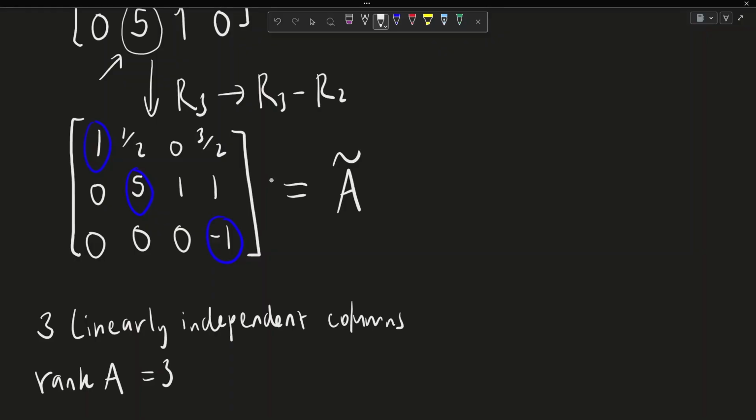And the rank can tell us some other things which we'll discuss further in future episodes. But if you're interested in learning about rank of a matrix, be sure to check out the video available in the card.